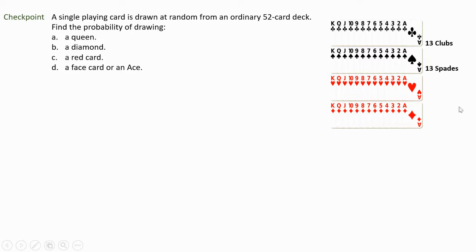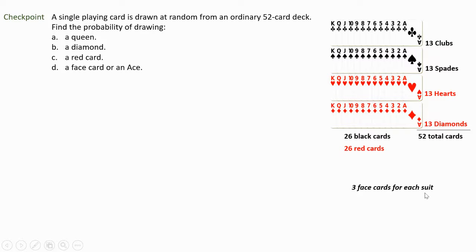So again, there's 13 spades. Same thing, there's 13 hearts, and there's 13 diamonds. So the total will be 52. Okay, now, there's 26 black cards, right? Because 13 and 13, these are black, so there's 26. There's also 26 red cards. And there's also 3 face cards of each suit.